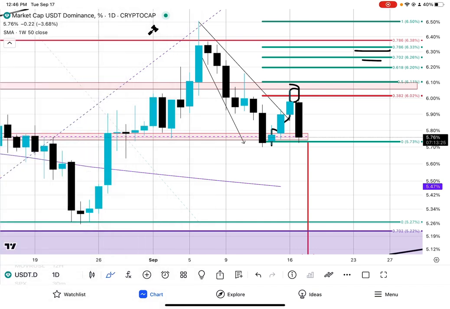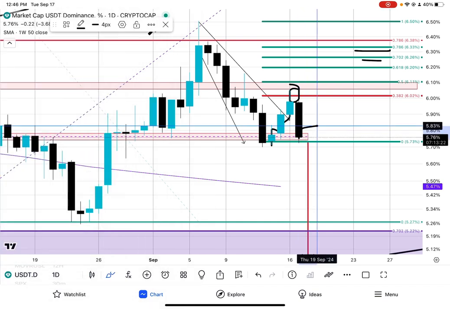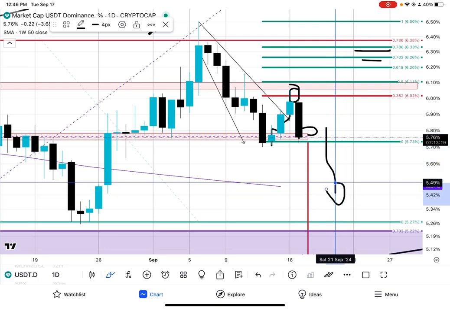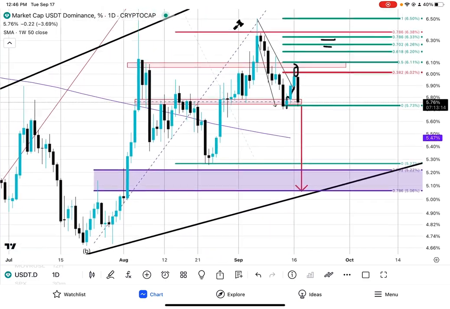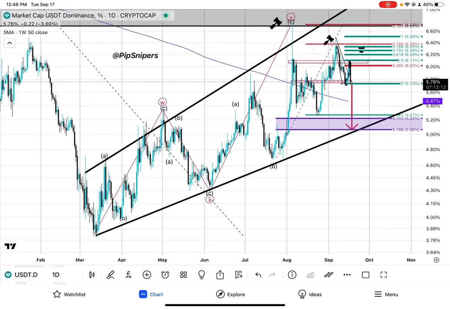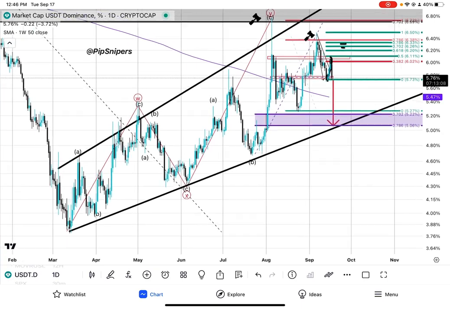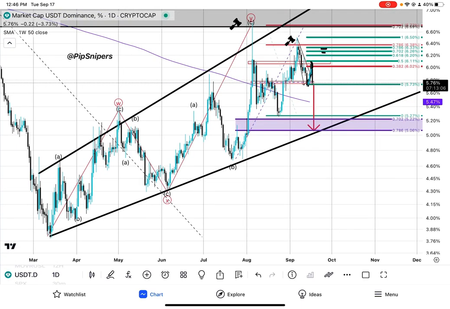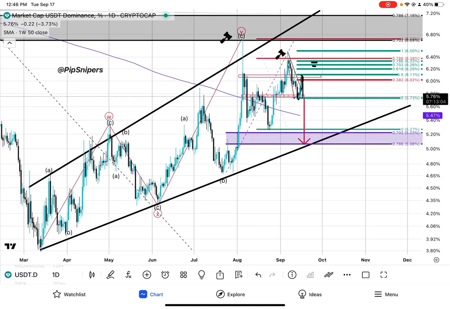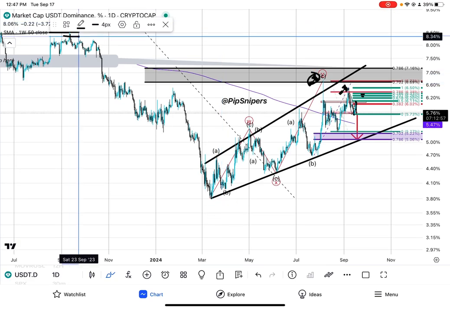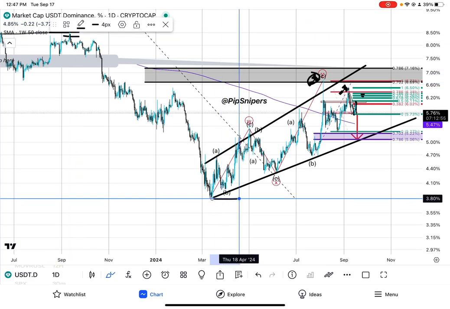So I feel like the next daily candle will either be a doji, and then we can have continuation the day after. Okay, we will continue to monitor this, and if we do end up losing 5.73%, then it's likely we'll go towards the lower boundary of this ascending broadening wedge at 5.2 to 5.06%. As you can see, we did reject at the 70.2% fib when you take a fib from this high in September down to this low in March.